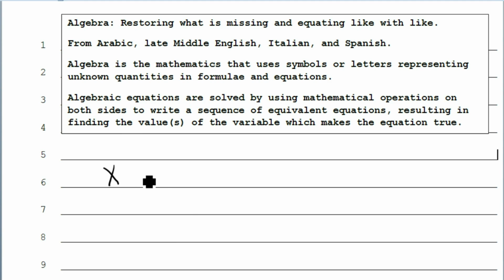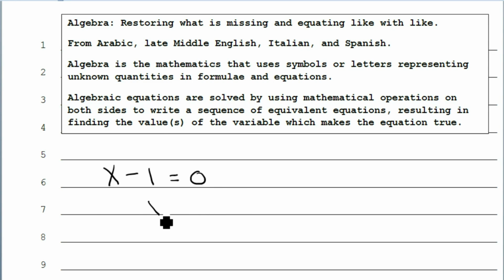This is a variable. X could stand for anything. X minus 1 is an algebraic expression. X minus 1 equals 0. That is an algebraic equation. And what do we have to do? We have to restore what is missing and equate like with like. Find what values of x would make this equation true.